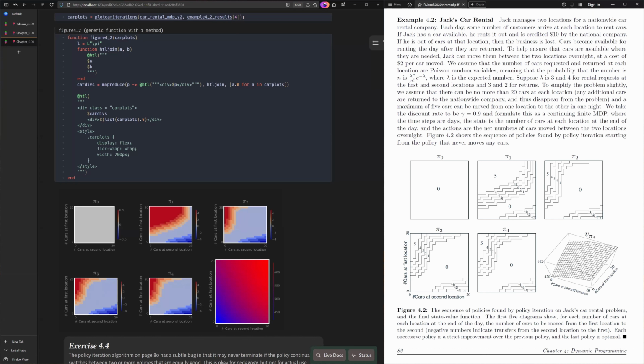Thank you, Jason. That's good. Any other questions about this car rental example or the solution?